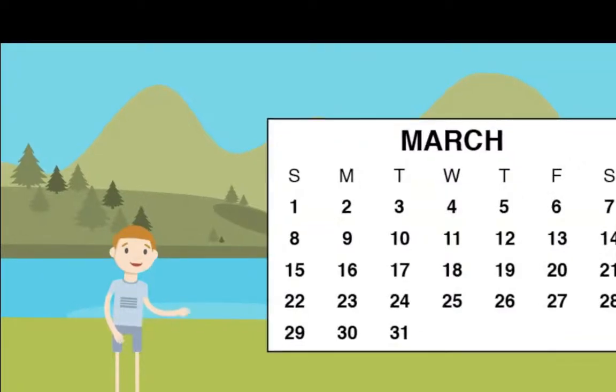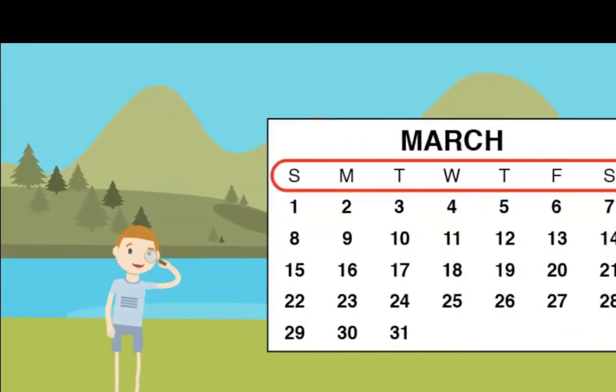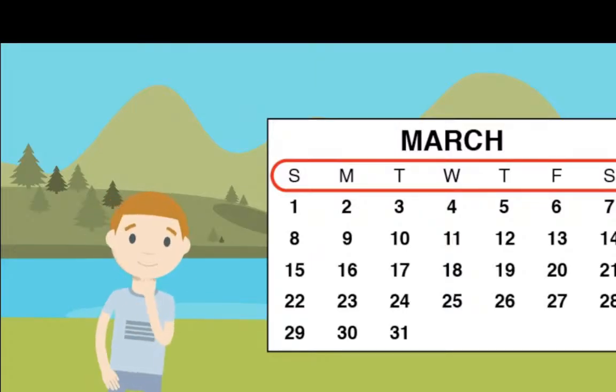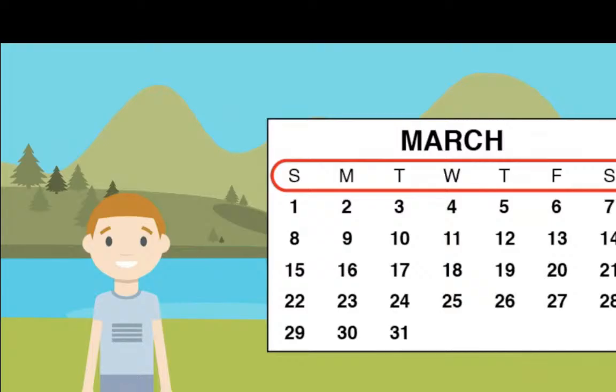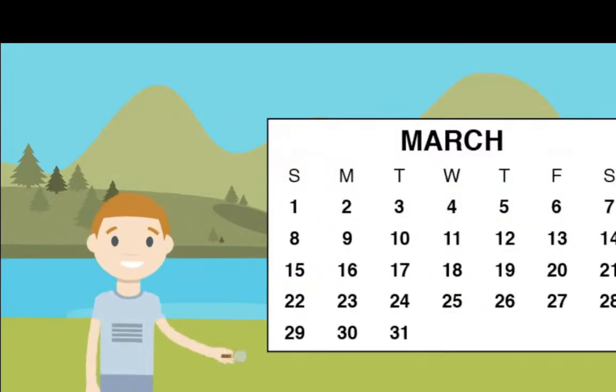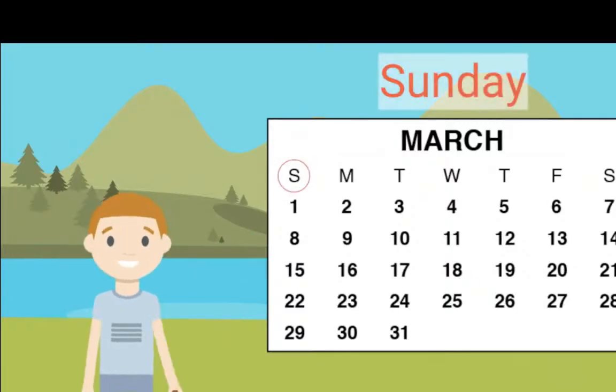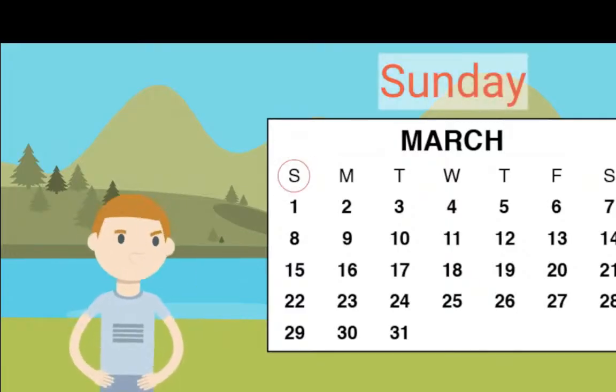This calendar shows the month of March. There are letters that run across the top of this calendar. They show the days of the week. Do you know the days of the week? Let's go over the days of the week. The first S is Sunday. Sunday is always the first day of the week.